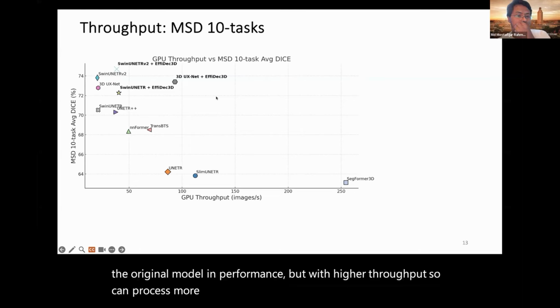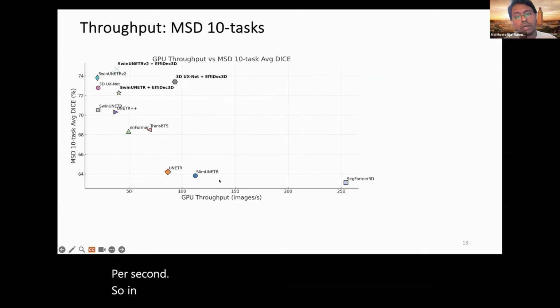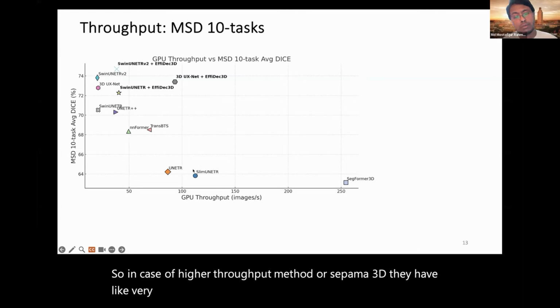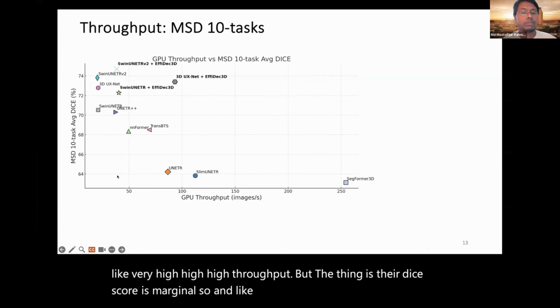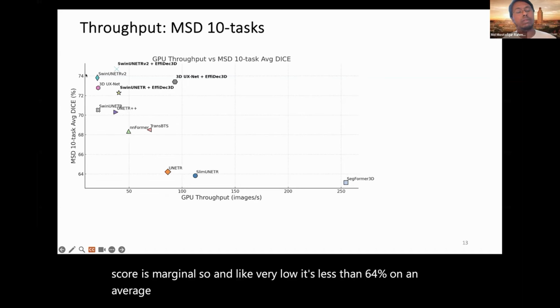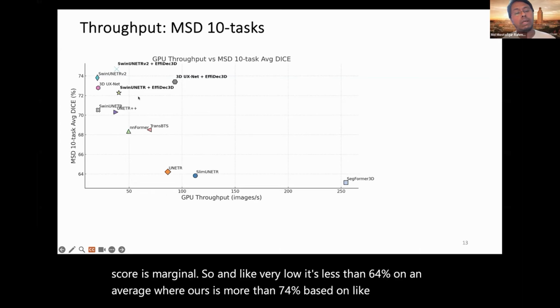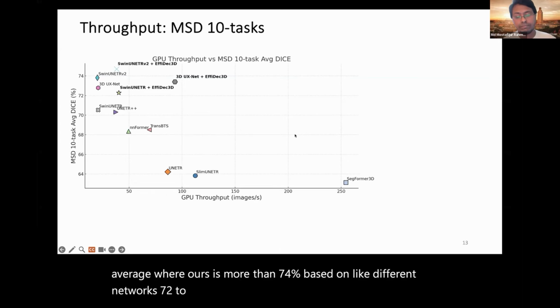In case of higher throughput methods, SwinUNETR or SegMamba 3D, they have very high throughput, but their dice score is marginal and very low, less than 64% on average, whereas ours is more than 74%. Based on the different networks, it is 72 to 74%.